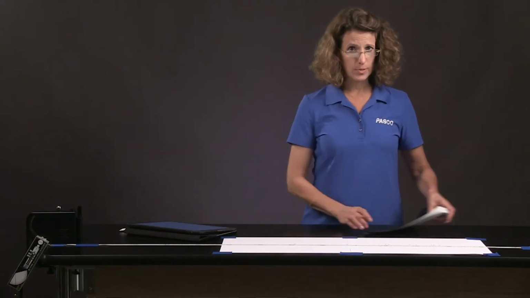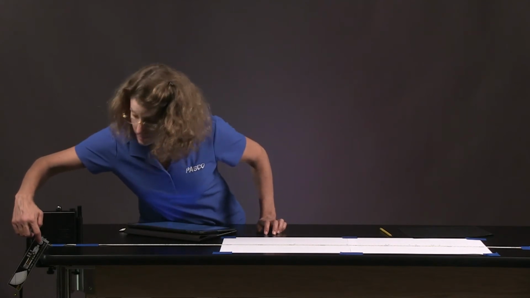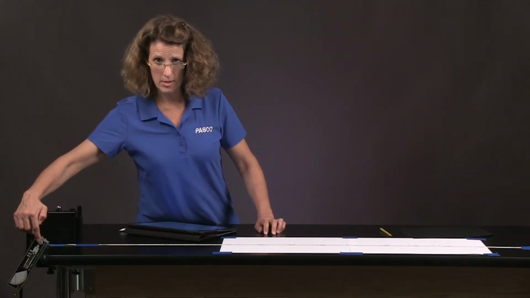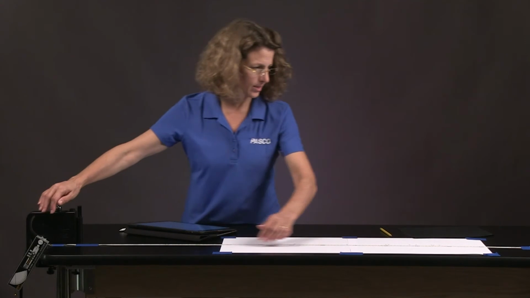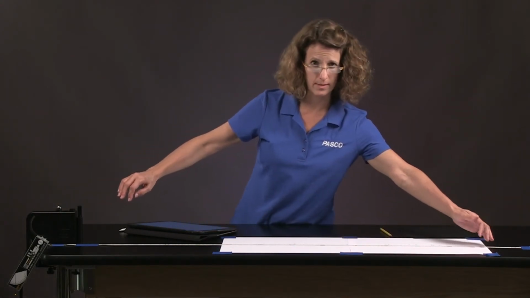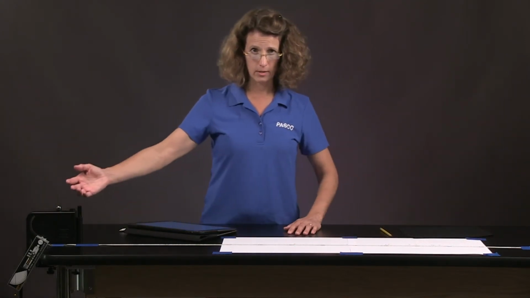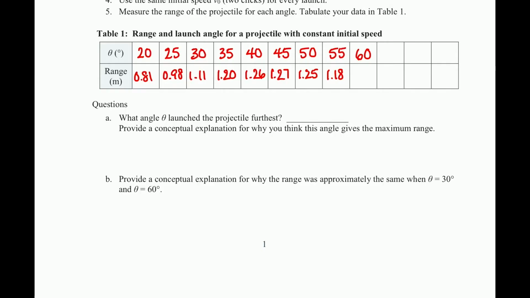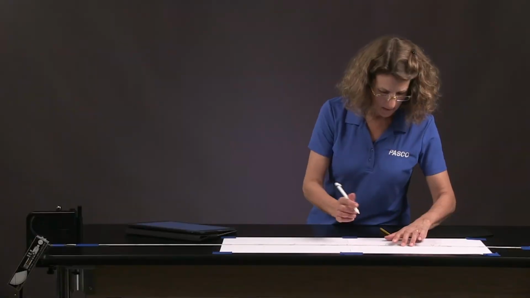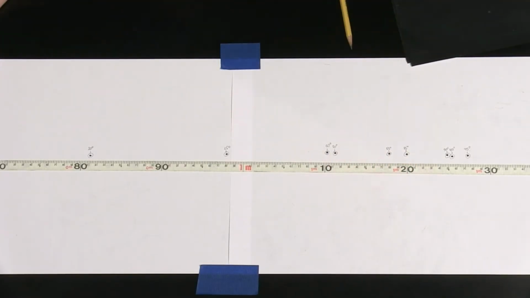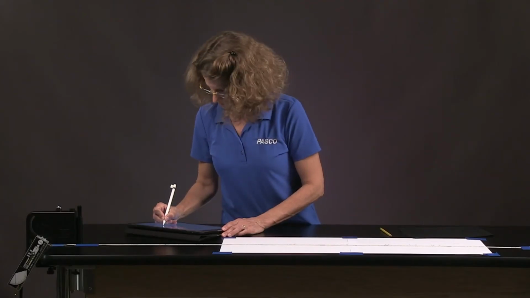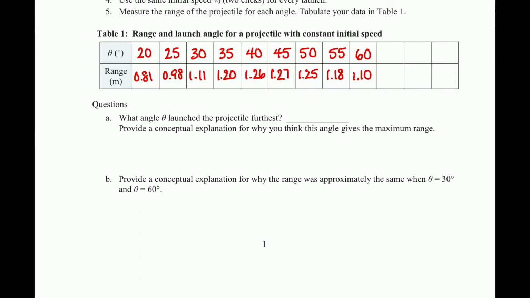Starting from the launch position on the mini launcher, students will measure the range of the projectile, and that's where the measuring tape comes in. And they'll record their launch angle and the range in Table 1 for each angle. In this case, to the nearest centimeter, I have 1.10 for 60 degrees.